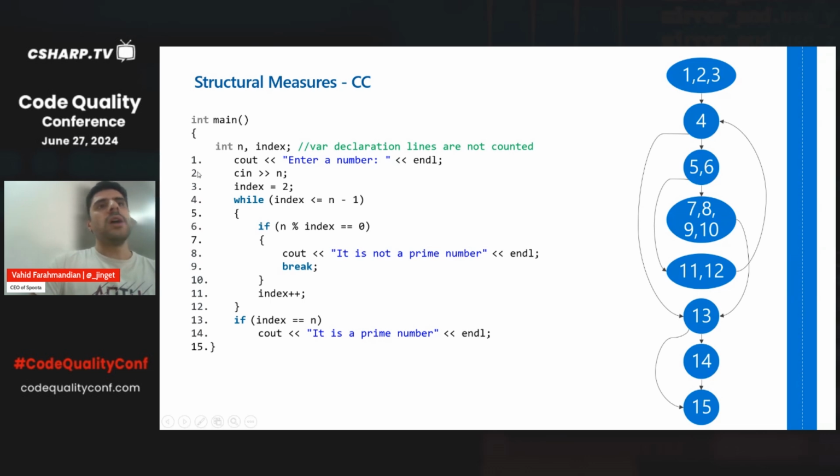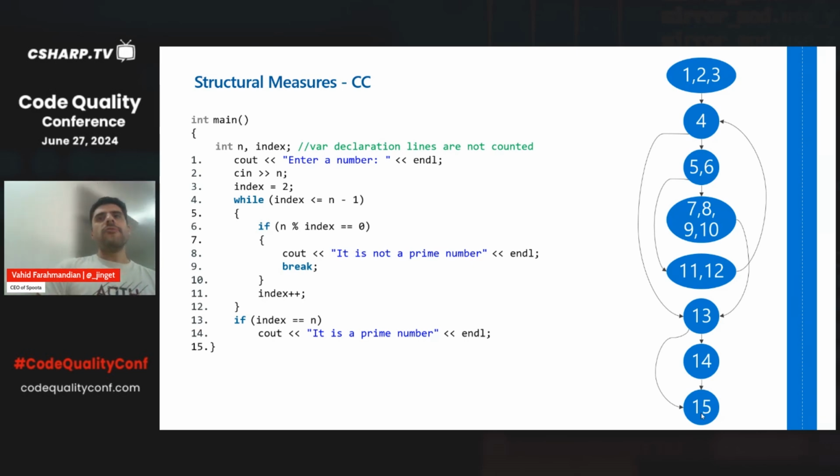We have line numbers 1, 2, 3. They're all executed sequentially. There are no predicate nodes here, so it's not important. We put 1, 2, 3 in the same shape. After executing 1, 2, 3, we go to line number 4. In line number 4, we have 2 options. We can jump from line number 4 to line number 13 if the index is not lower than or equal to n minus 1. Or if the condition is correct, from line number 4, we will jump into line number 5 and line number 6. And this analysis continues until we reach the end of our method.